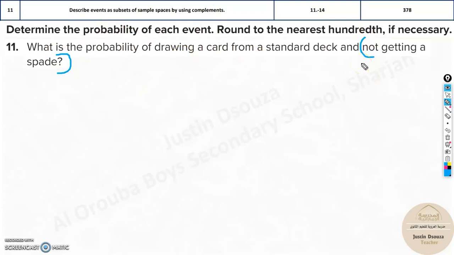What does it mean not to get that? Now, I'll give you another example. The probability that Ali will go to the movie is 70%. What is the probability he will not go? It's just 30%, right? Whatever is remaining.